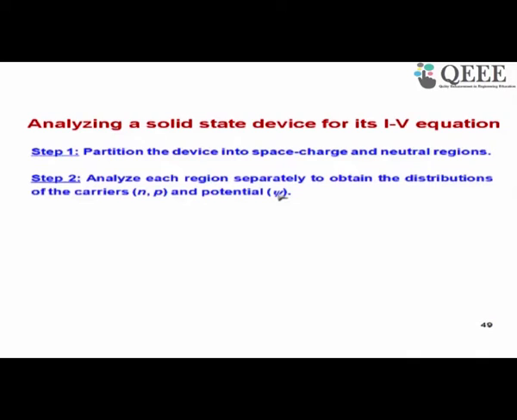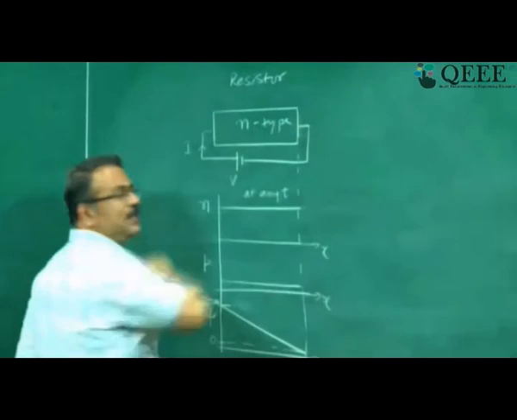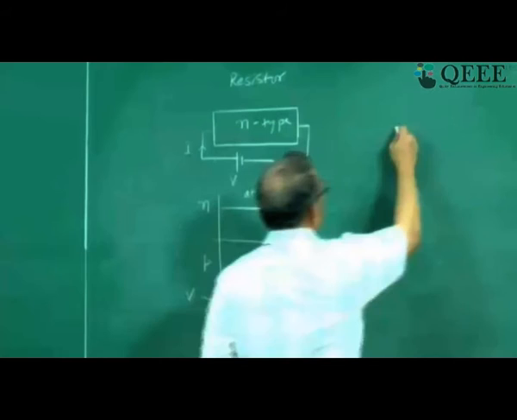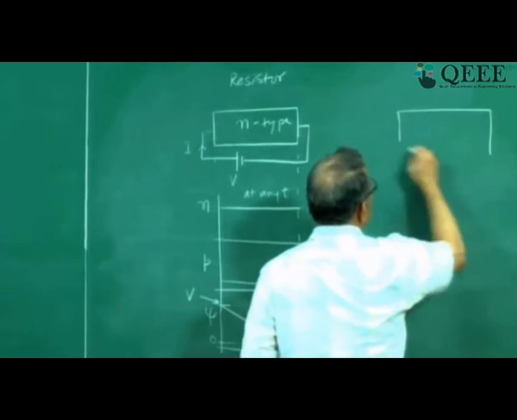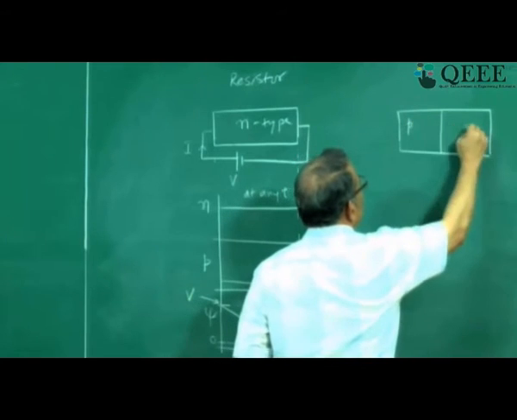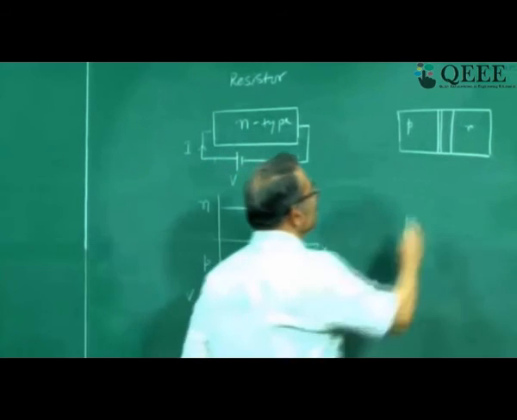So step number 2, analyze each region separately to obtain distributions of carriers, N, P and potential. Before I move to step 3, let me give an example of step 1, partition the device into space charge and neutral regions. So here, in fact, this whole region is charge neutral. Whereas if you take a p-n junction, and those of you who know how a p-n junction works, you know that a region near the junction will be charged. So this is the space charge region.